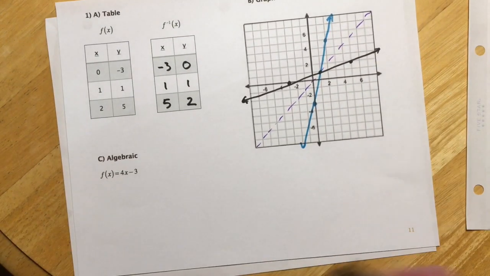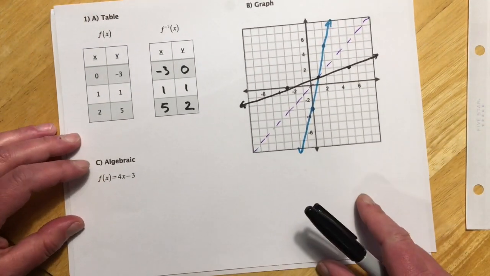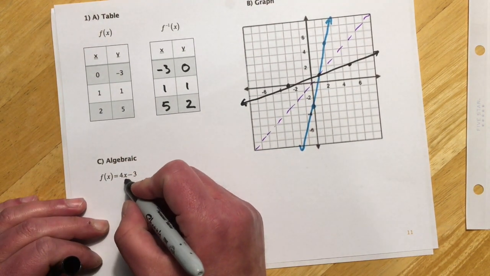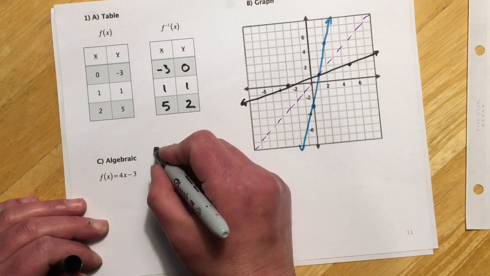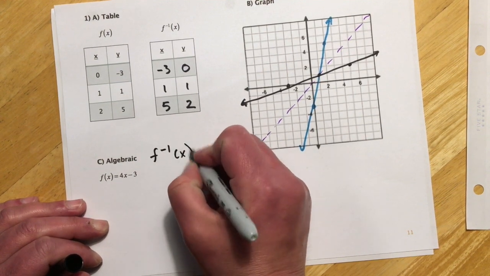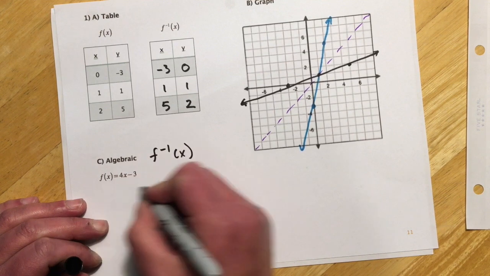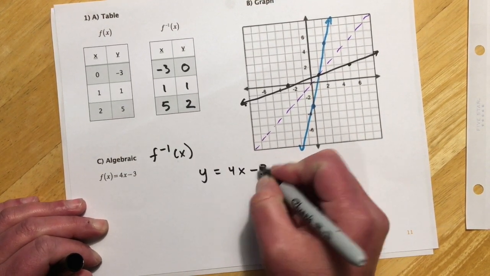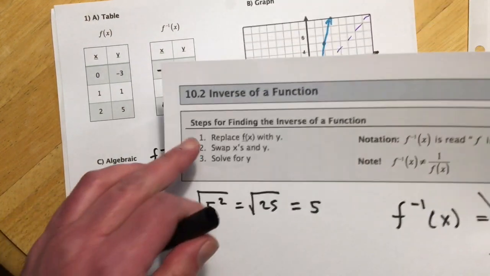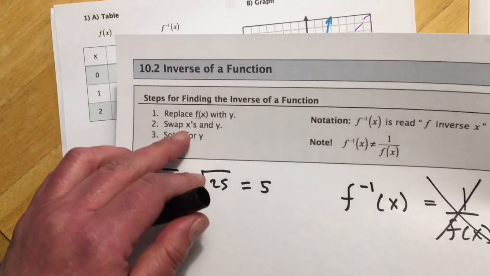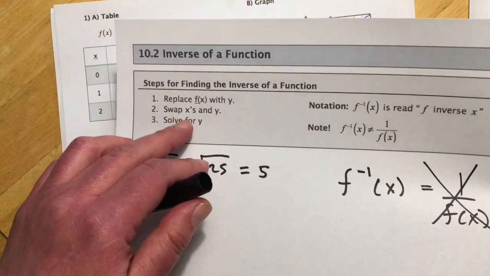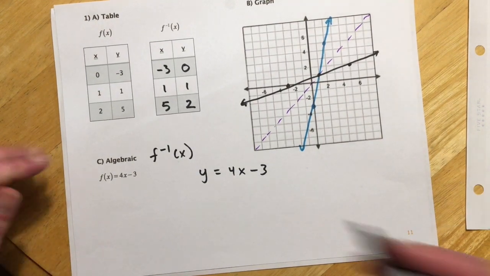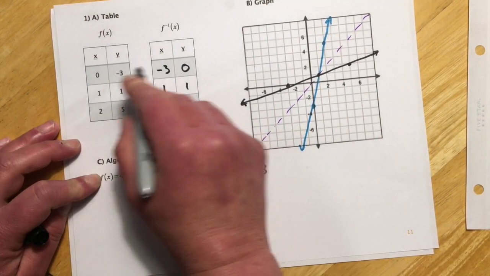Oops, one more, sorry. So our third way of looking at it is algebraic. The function we've been working with is f of x equals 4x minus 3. So if I was asked to find f inverse x, the first thing I would do is ditch f of x and call it y. And then this goes back to the steps. The first step is replace f of x with y. The second step is swap the x's and y's, and then solve for y. So second step, swap x and y, and it's the same thing here, right?